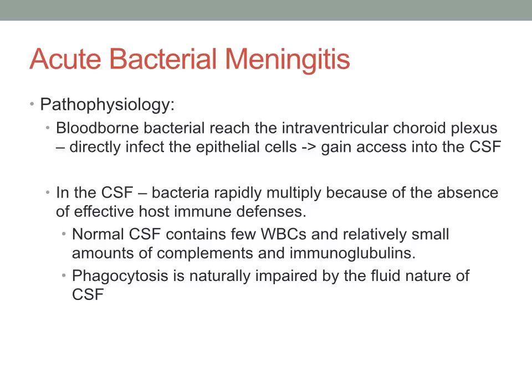There are white blood cells that sit in CSF, but not in the magnitude that we have inside our vascular system. The same thing with immunoglobulins and complement, there's just not enough of them in there to mount a huge inflammatory response to fight off this infection. Because of the nature of CSF, some of the white blood cells can't function as well as they normally do within the vascular system. And because of that, phagocytosis becomes even more impaired.